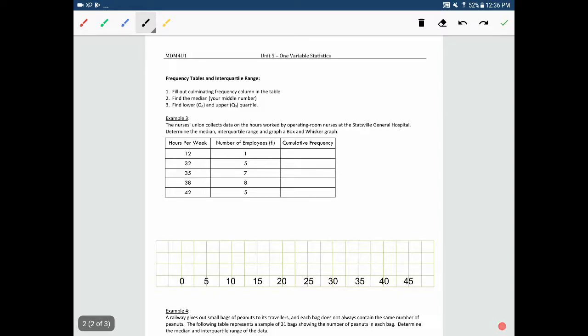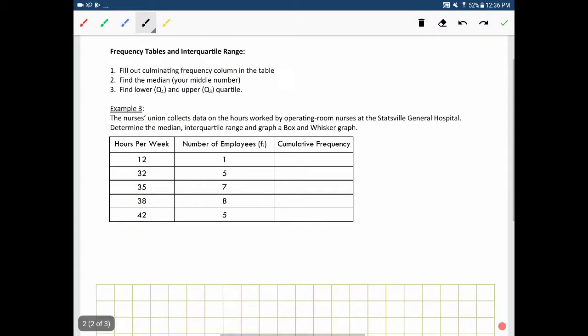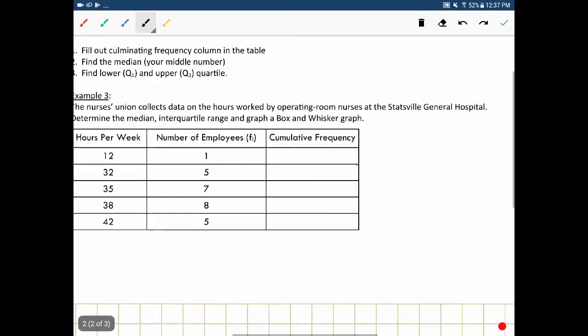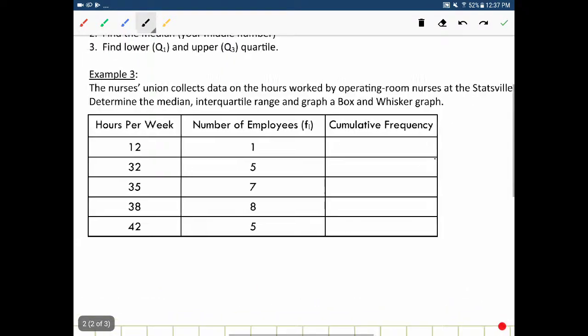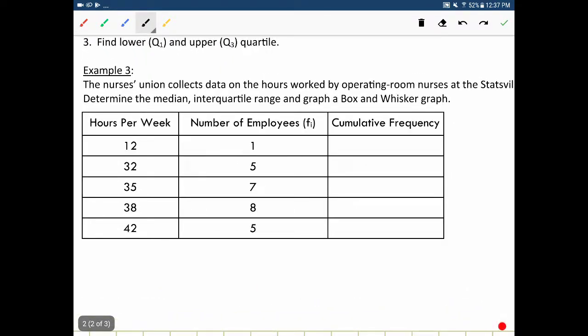All right. Okay, so we are going to do a frequency one. So frequency ones, these seem challenging, but they're not really. Okay, you just have to. Well, you'll see.